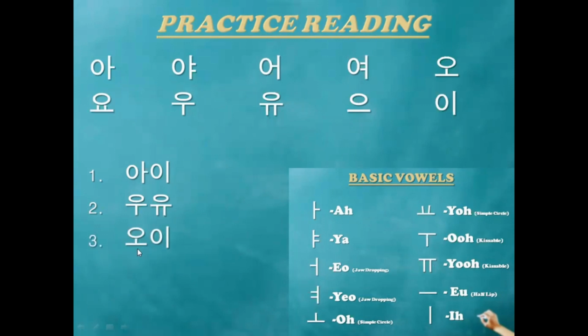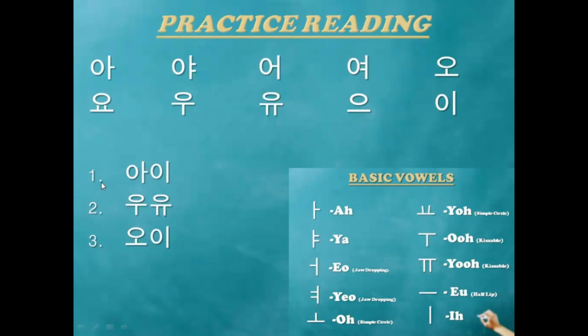Okay, next, third. Let us try to read this one. First syllable, you have o. Second syllable, you have i. So we have the word oi. Oi.